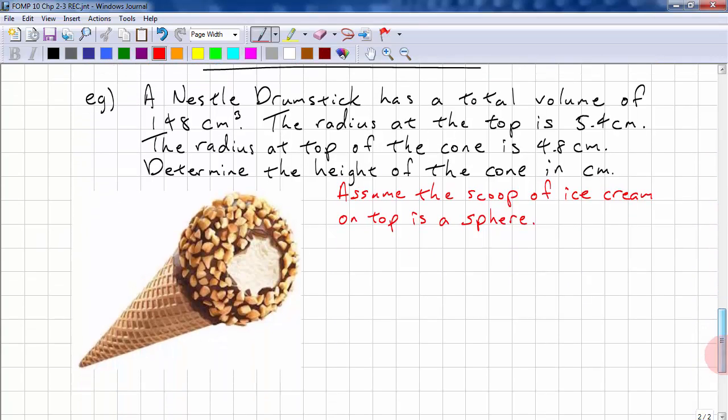Let's look at our last example. This is a composite object. A Nestle drumstick has a total volume of 148 cubic centimeters, or you could just say milliliters. Determine the height of the cone in centimeters. We can assume that the scoop of ice cream at the top is a sphere. A little bit's going to overlap with the actual cone, but we're going to ignore that.